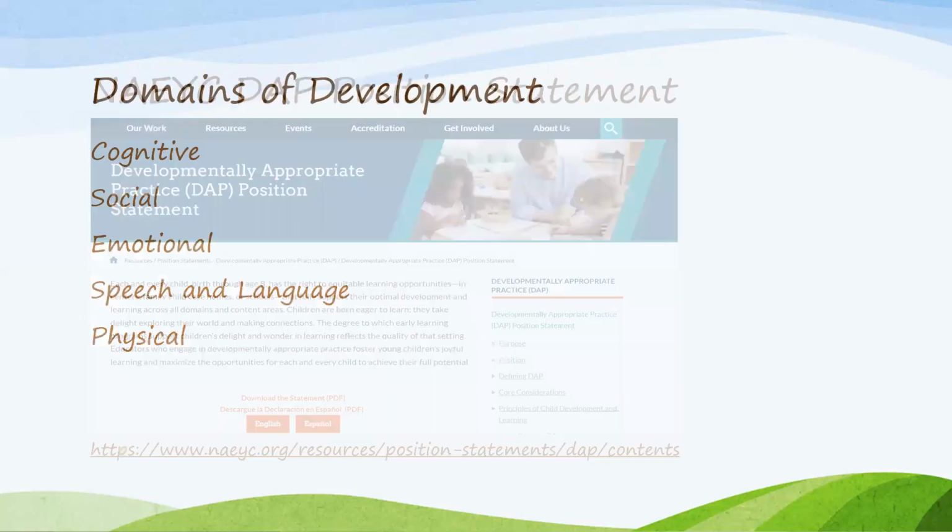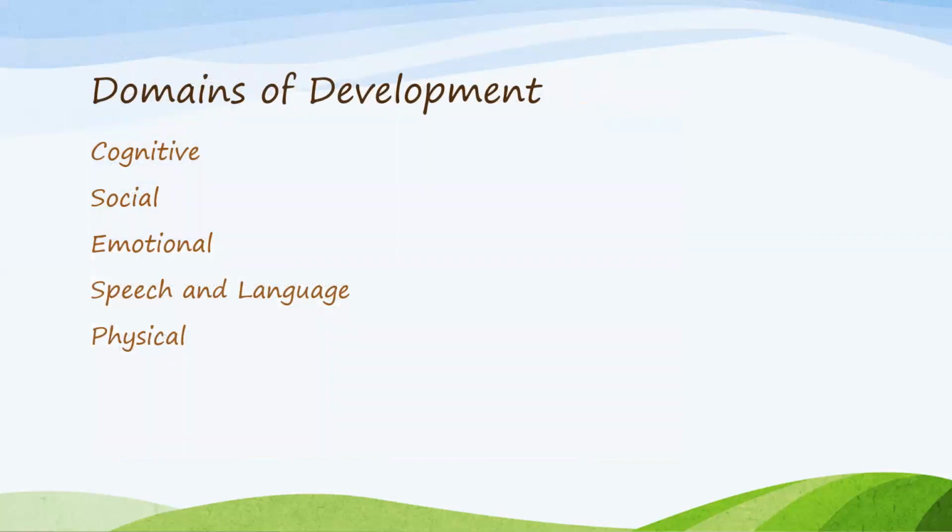So before we start really getting into the practices in the classroom that you might see, we need to back up a bit and discuss the domains of development, because if you know how children develop, then you're able to make appropriate classroom activities for them. So let's go ahead and we'll run over the domains of development a little bit quickly here. We've got cognitive, social, emotional, speech and language, and physical.